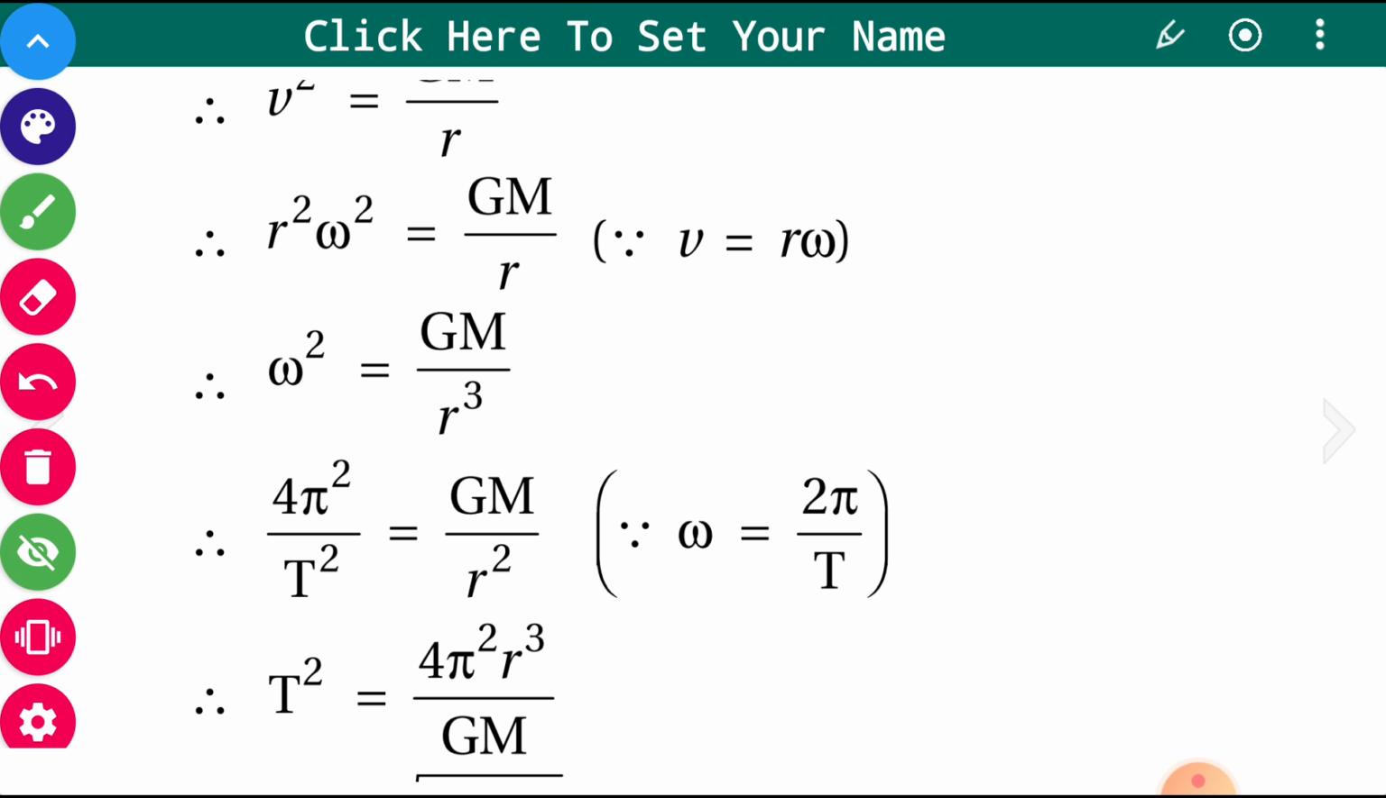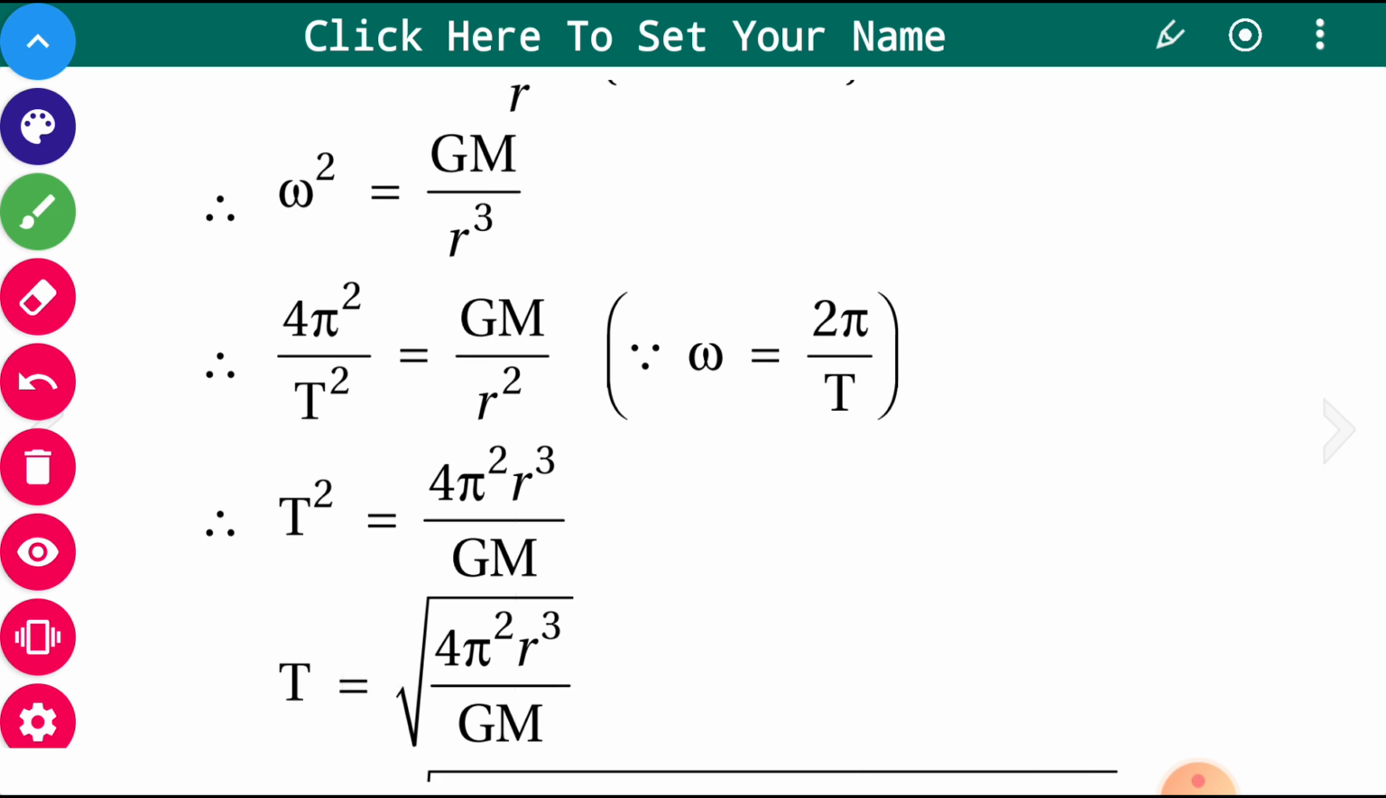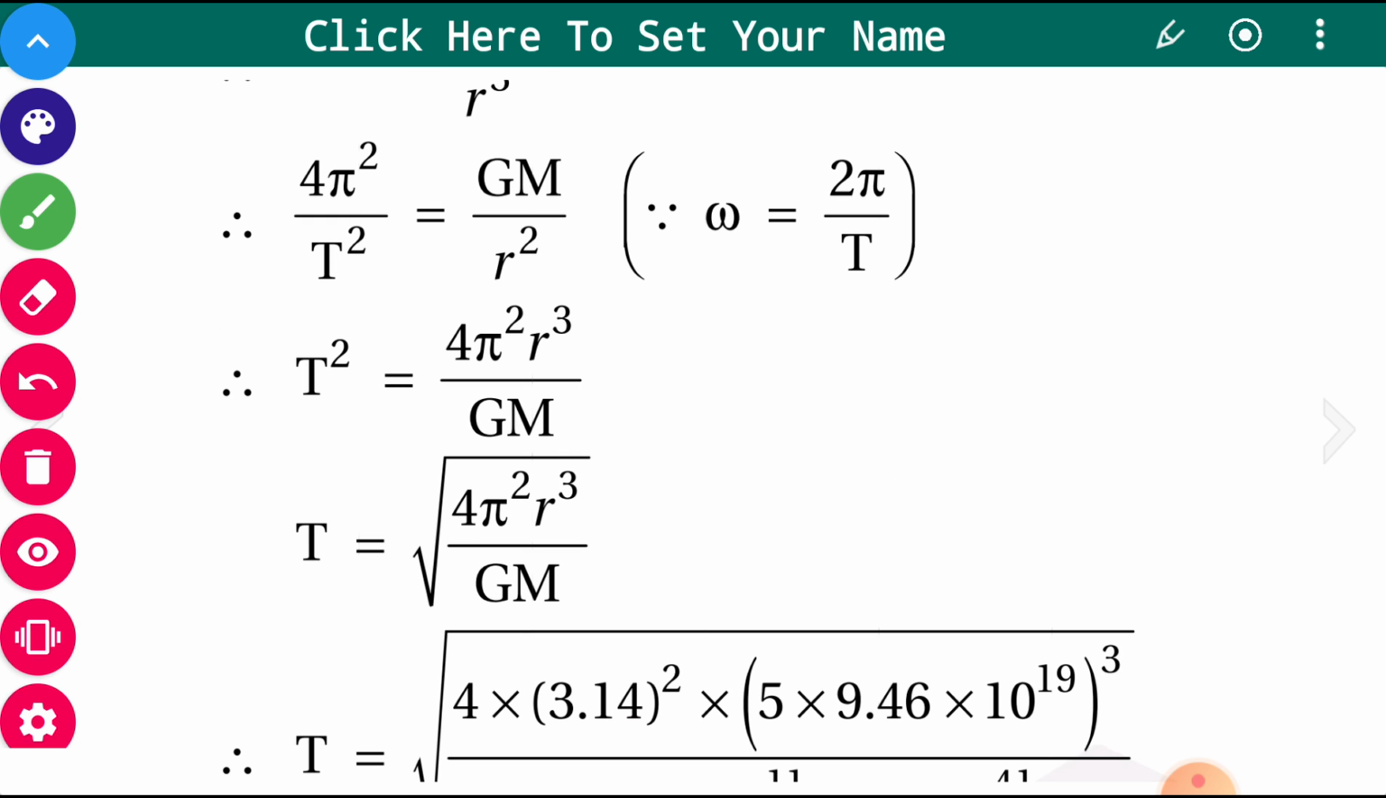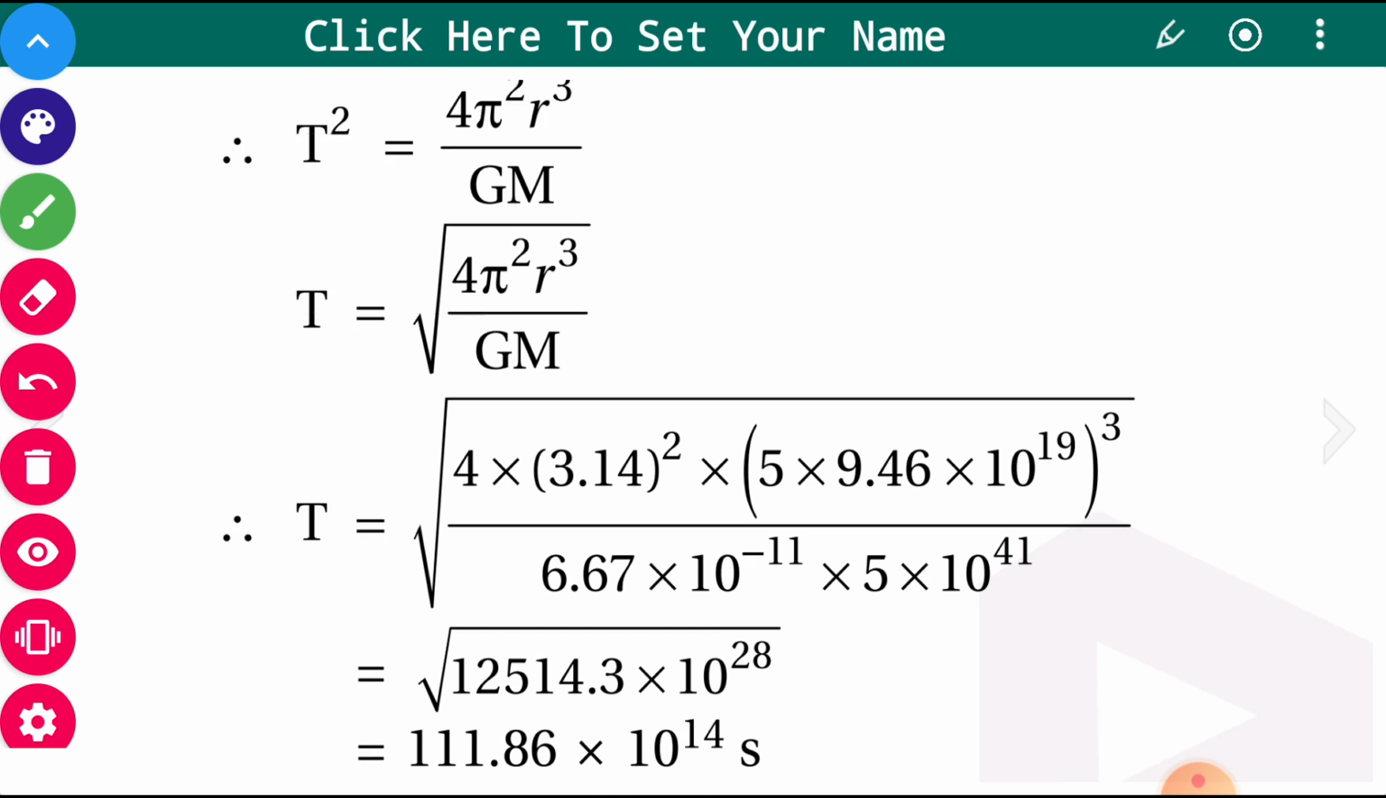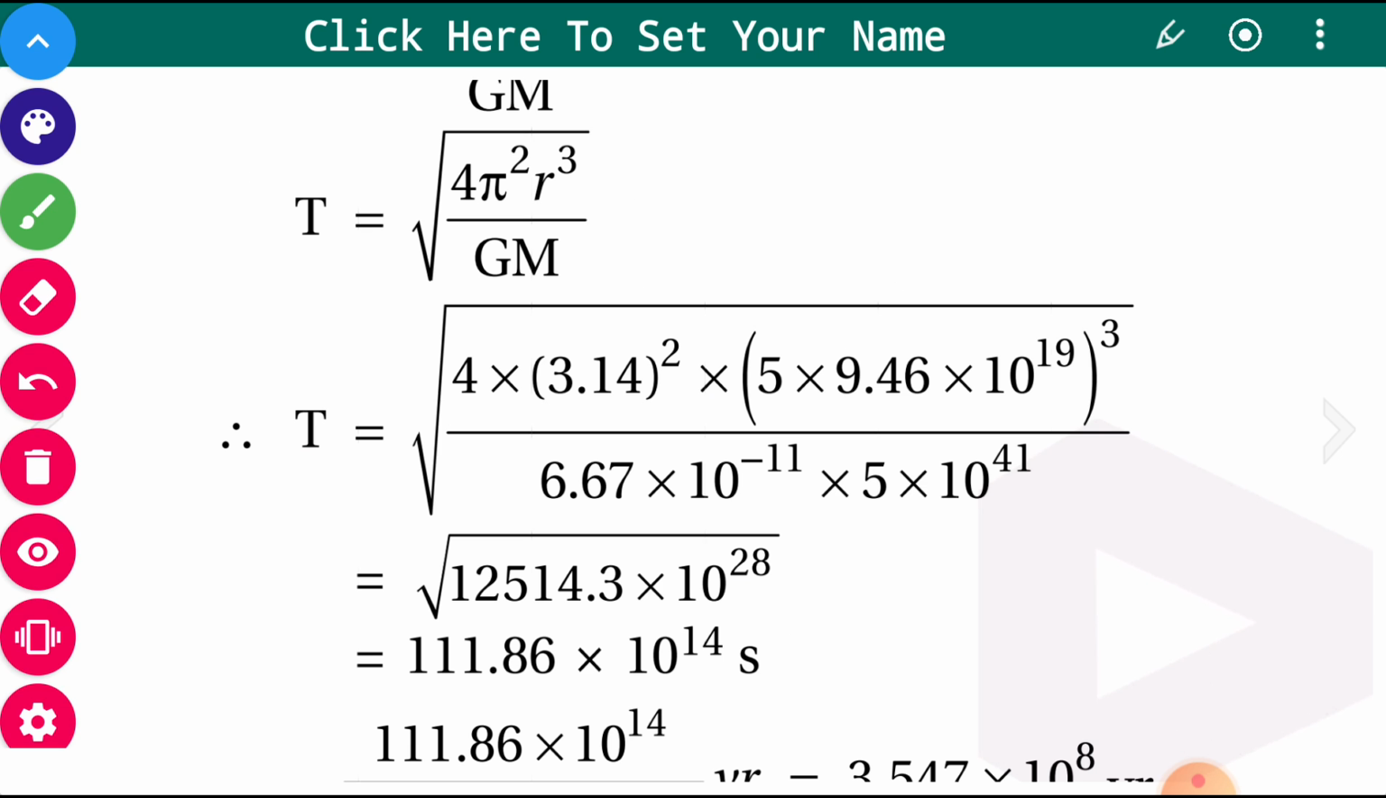Okay, so T squared can be made the subject of the formula, 4 pi squared r cubed upon GM. Okay, so T is equal to the square root, we can take, and place all the values. G is known to us, R is 50,000 light years, we have converted into meters. Mass of the galaxy, rather galactic center, that is 5 into 10 raised to 41, and simplify, you will get this.